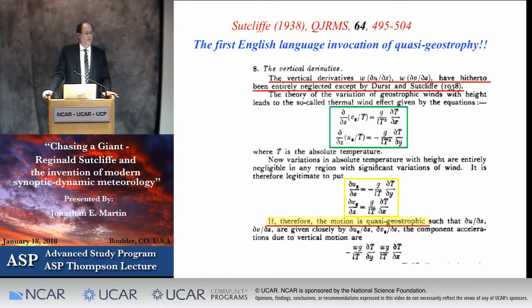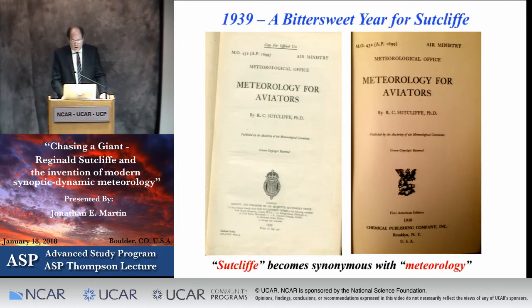Sutcliffe is much more interested, it seems, to value practicality over theoretical rigor or completeness at a number of different points in his career. But that's one method for stepping forward in the science. And he was a pioneer in doing that. It's really quite interesting. In 1939, Meteorology for Aviators is published by the Met Office, and in England, a year later in the United States. And the name Sutcliffe becomes synonymous with meteorology. RAF pilots all read this book.